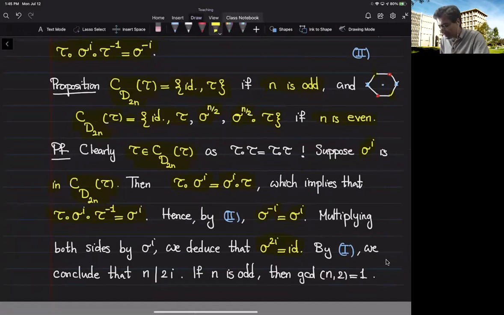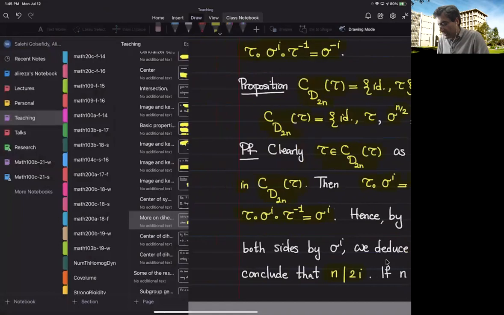So sigma to power 2I is identity precisely when the power 2I is a multiple of n. Now, if n is odd, then 2 and n are coprime, and using Euclid's lemma, we deduce that n divides I, therefore sigma to the I is identity. So the only power of sigma that commutes with tau would be the identity.